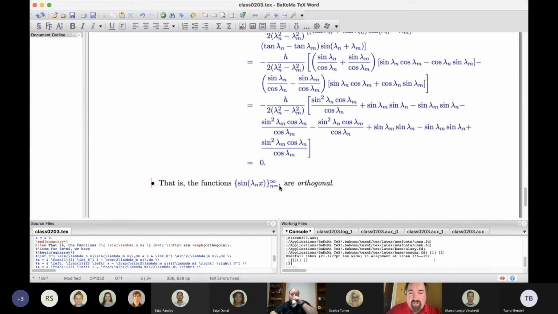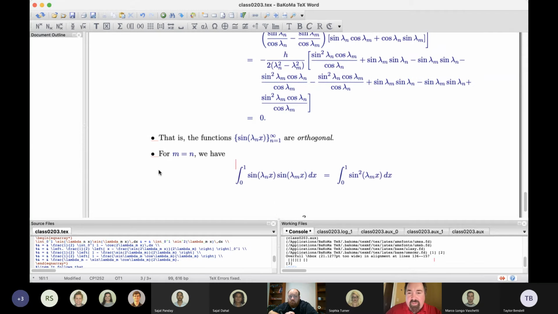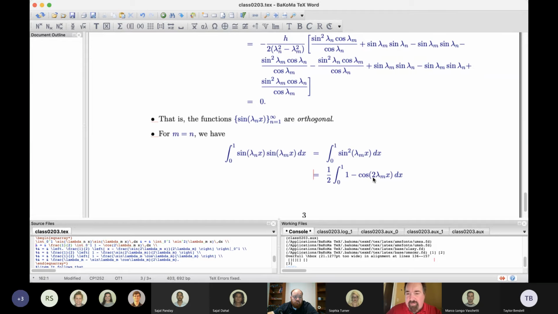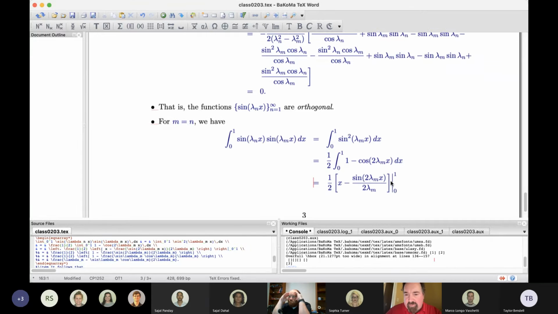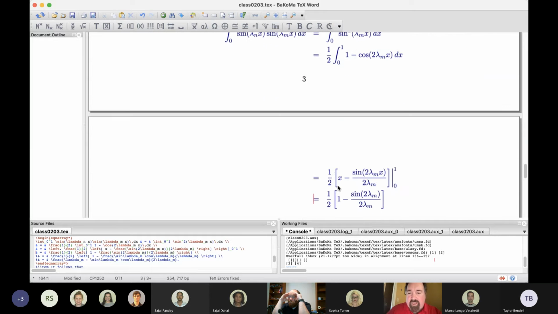Okay, so as I mentioned, these functions are orthogonal. Now, what about the m equals n case? That will not be quite so messy, thankfully, but we do need to see what it is. In this case, we just have sine squared lambda m x. For that, similar to the previous separation of variables, use a half angle formula that introduces this cosine. And this is something that we can integrate from 0 to 1. It doesn't work out quite as nicely as in the previous case.